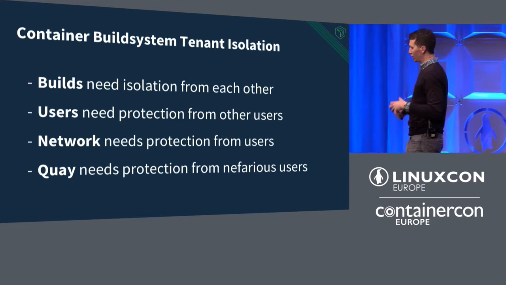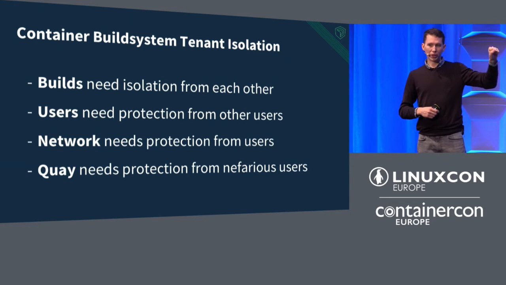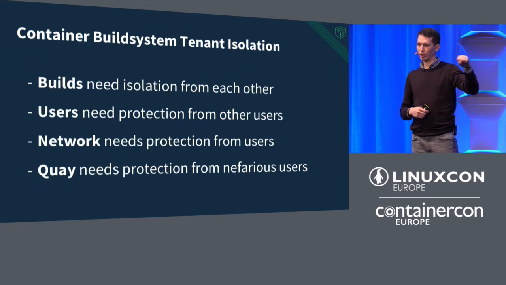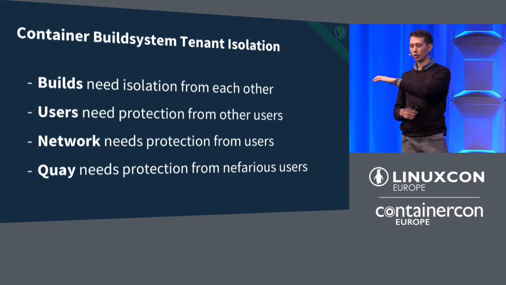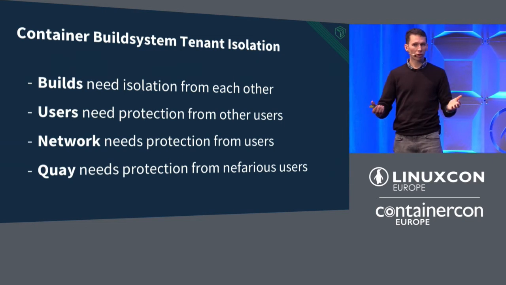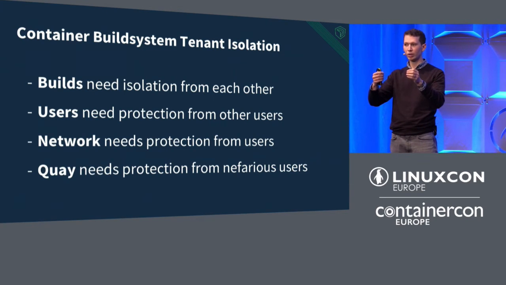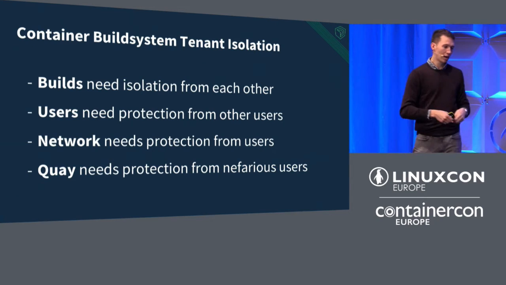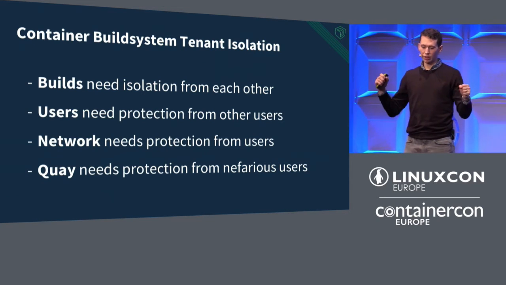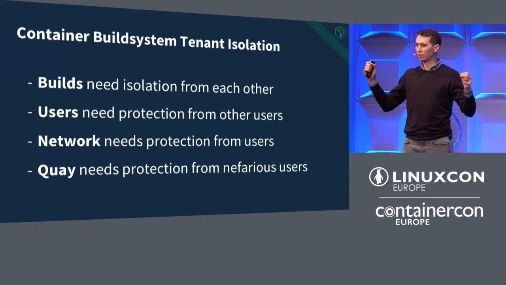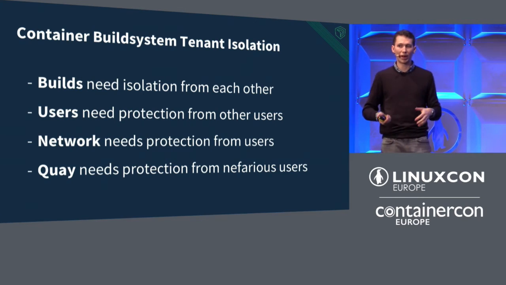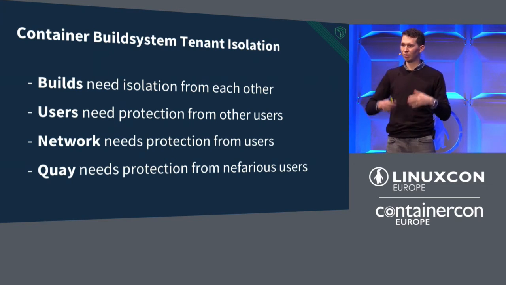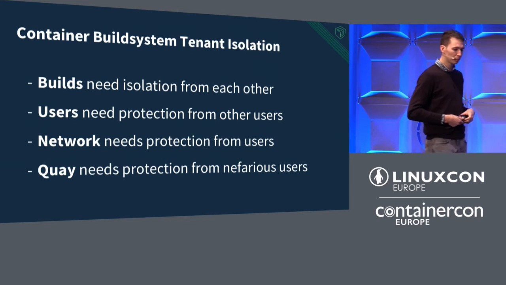So the tenant isolation, what we're trying to achieve here is we want builds to be isolated from each other. Nobody should be able to interrupt somebody else's build. We don't want users having access to other users' source code or their container images. We need to protect the network so the individual build can't attack back towards Quay. It needs to be isolated, only have access to the resources it should have access to. And then finally, Quay protects itself with these one-time use tokens from nefarious users who might actually break out of the build system and get access to the wider VM.